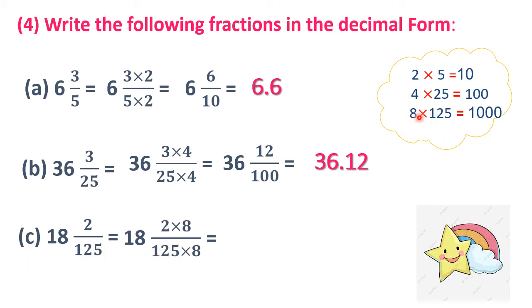125 friends 8. So times 8 in the denominator and times 8 in the numerator. Put 18. 2 times 8 equals 16. 125 times 8 equals 1000. So put 18 in the whole number and 16 after 3 decimal places.